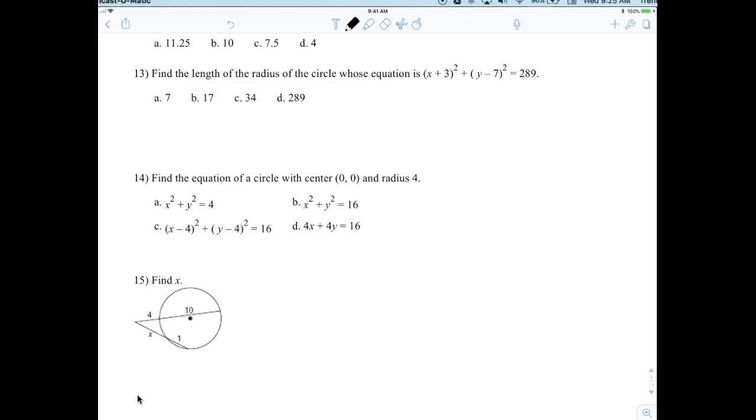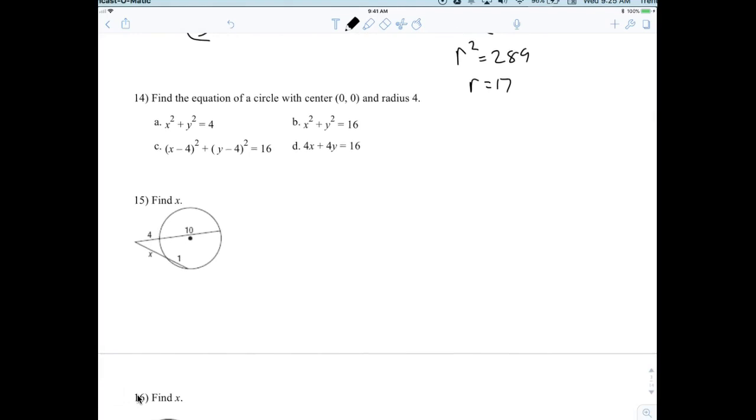Now, the square root of 289 is the radius, but I would like for you to make sure that you write this down: x minus h squared plus y minus k squared equals r squared. So h and k is considered the center, and r is considered the radius. In this case, we have r squared is equal to 289, so r is equal to 17.